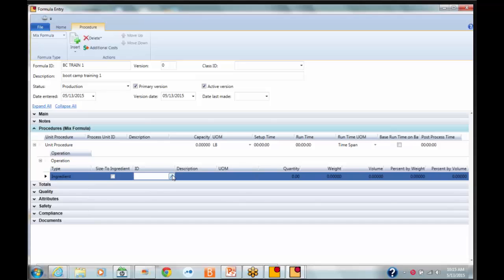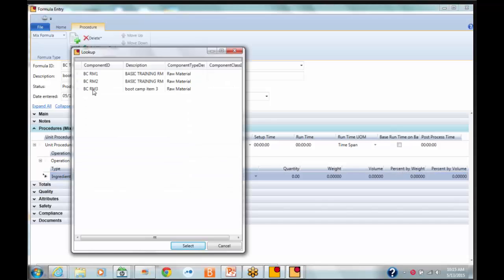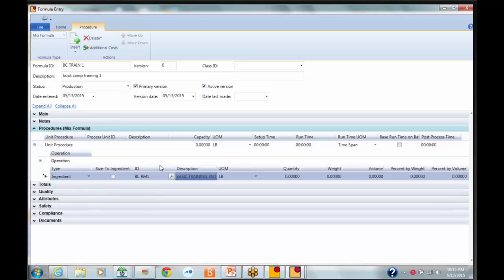So I'm going to use my training items that I set up this morning. Here's my smart lookup in action again. I just typed BC and I hit tab and it brought up everything that had BC in it. So I can do this in formula entry as well. So I'm going to do that. Maybe I'll put in a pound of that.